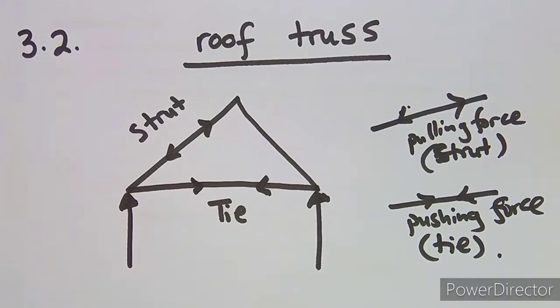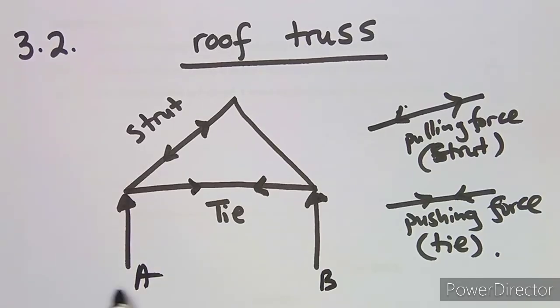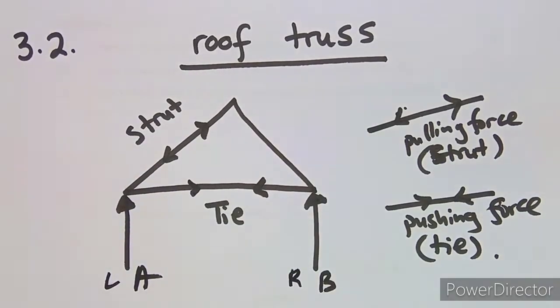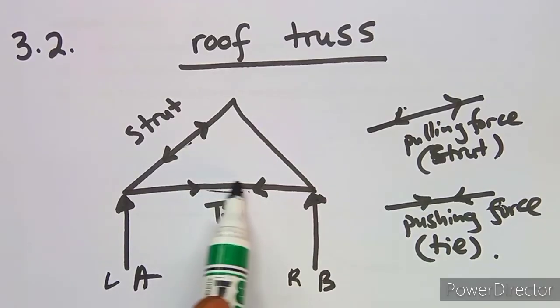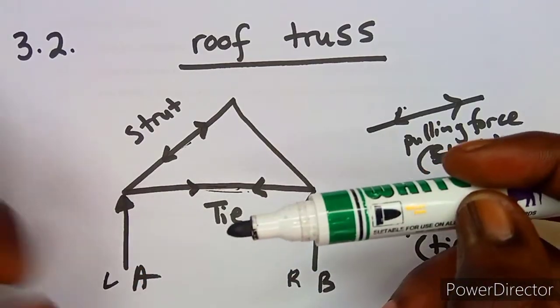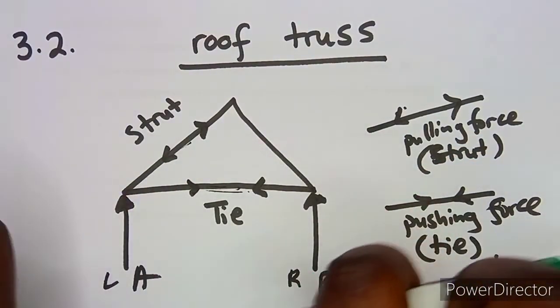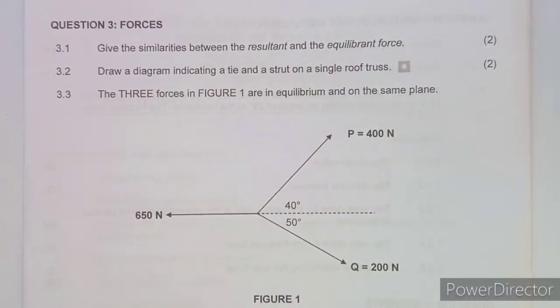If you're given a roof truss like this, let's just say this is A and this is B. From the left, right, you can just use L or R, whichever way is best for you. Okay, so a strut is whereby you'll be having pulling forces. So these are pulling forces, one going this direction, another going that direction, that's pulling, that's a strut. And a tie will be pushing, pushing each other like this. All right, then pushing, tie, push. So that's the idea there. Okay, so that's what you are given to draw.